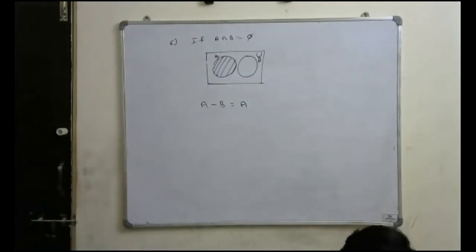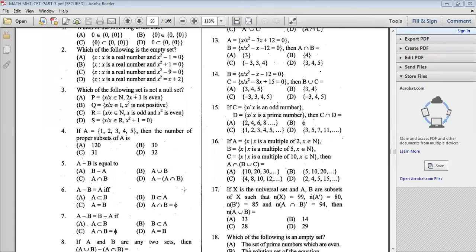Take the next problem. Seventh problem. A minus B is equal to B minus A. When is it possible? When A is equal to B. When A is equal to B, then only A minus B and B minus A are equal. Okay.